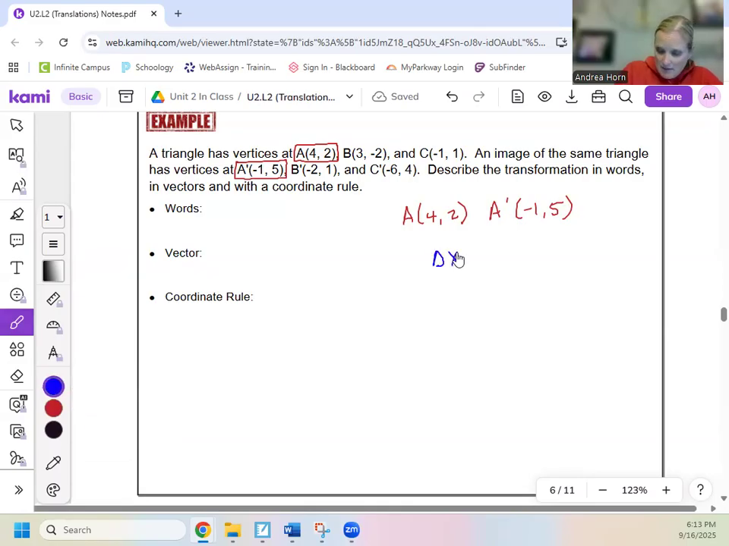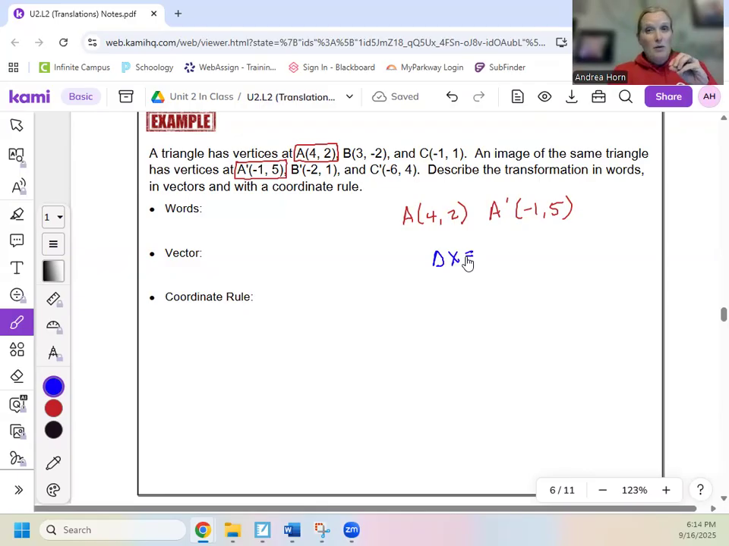Now remember, for change in x, we can either count out or subtract. Change in x is the same as horizontal distance, and our change in y is the same as vertical distance. And remember from Unit 1, with vertical and horizontal distance we subtract. But the order that we subtract is very, very important, because we're trying to get direction as well.